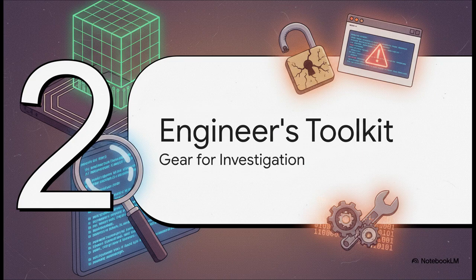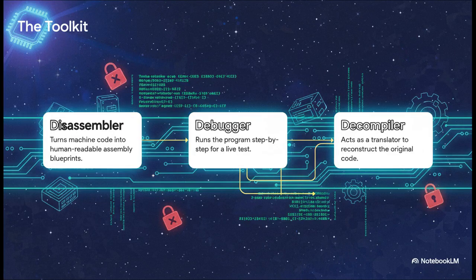Now, any good detective needs a toolkit, right? You don't just show up empty-handed. A reverse engineer is exactly the same. To really tackle this challenge, we need a very specific set of tools to see what's going on under the hood. Our toolkit basically has 3 crucial pieces.